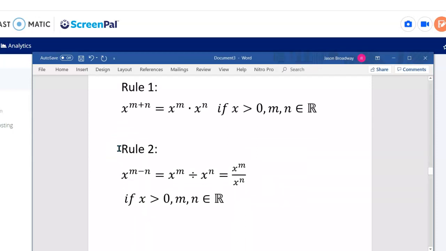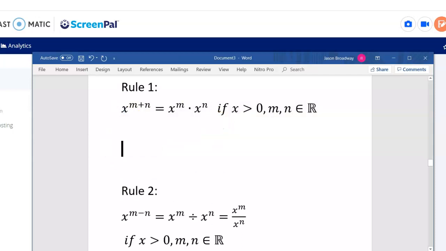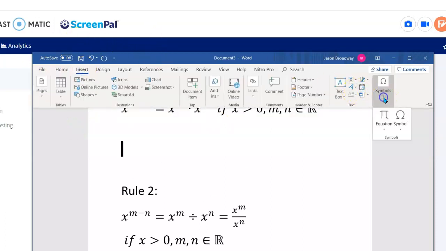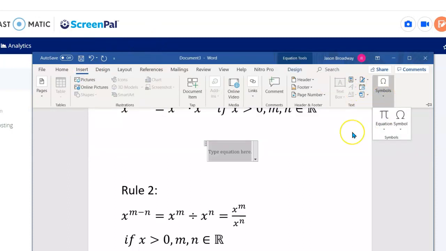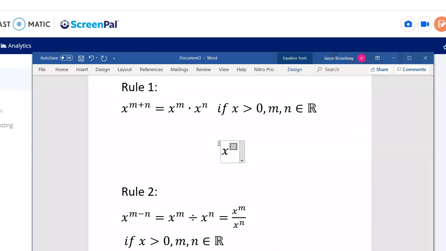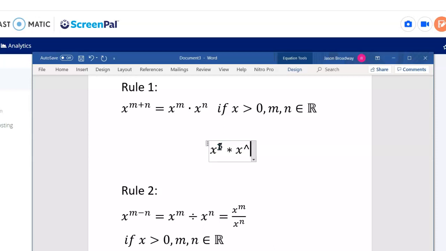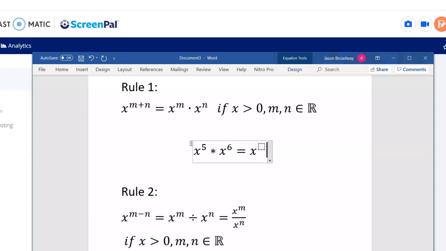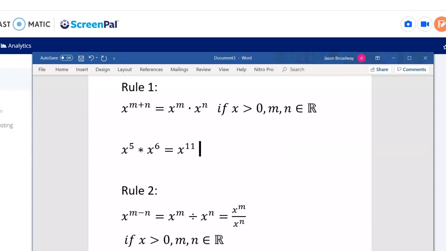So with rule 1, let me give you an application of rule 1. How about I put it underneath rule 1 so we can see? We'll get to rule 2 in a minute. Insert equation. So if you can go either way with it. If I have x to the power of 5 times x to the power of, let's say, 6, that would be x to the power of 11 by the rule.